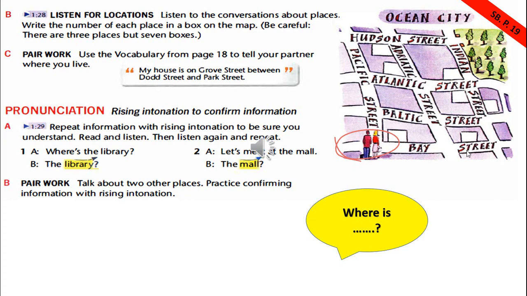Page 19. Exercise B. Listen for locations. Listen to the conversations about places. Write the number of each place in a box on the map. Be careful. There are 3 places, but 7 boxes.